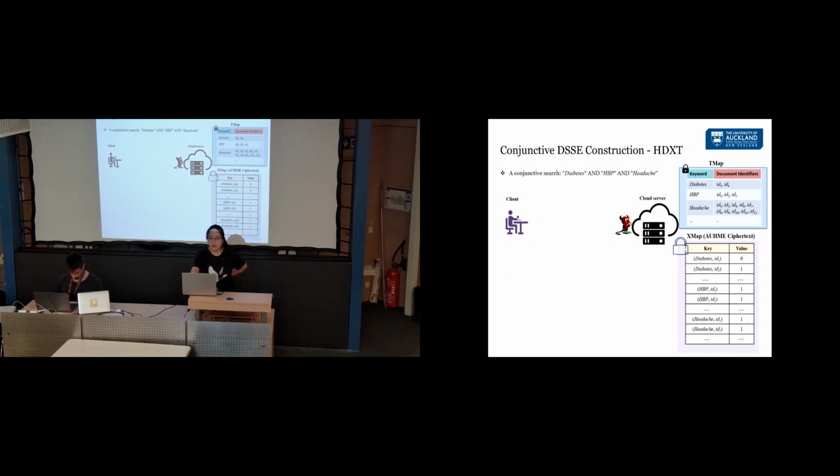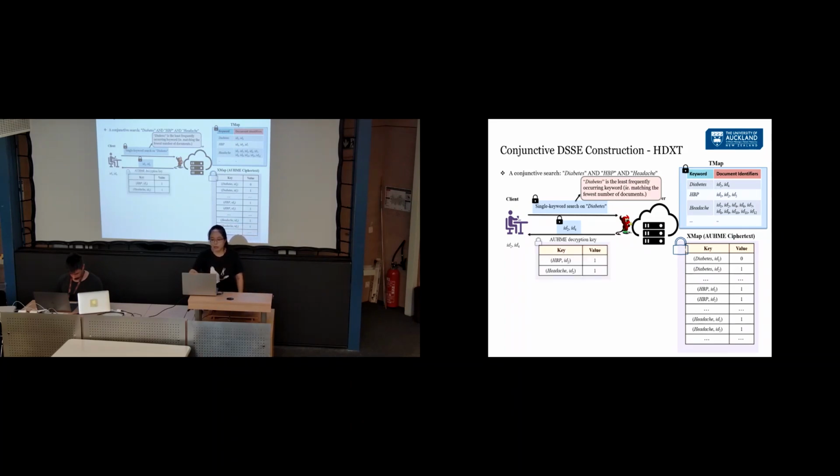Then in a conjunctive search, diabetes and SBP and headache, the client first performs a single keyword search on diabetes. The reason why the client first searches on diabetes is that diabetes is the least frequently occurring keyword. Then the client can get the search result on diabetes, which is ID2, ID4.